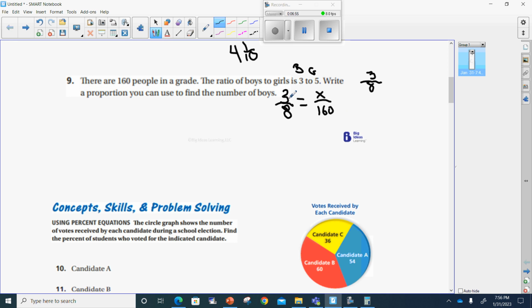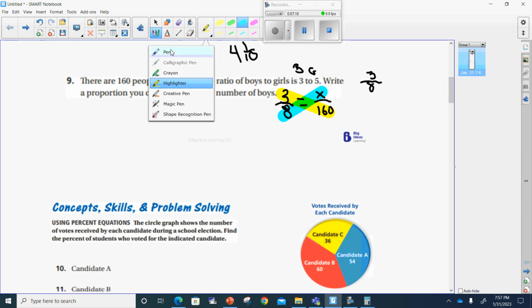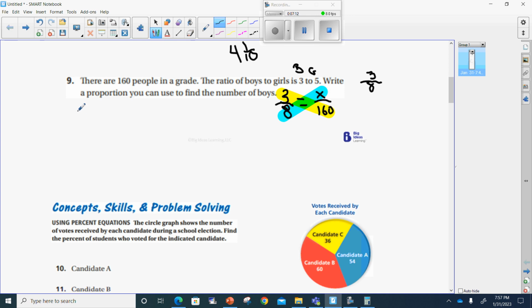We cross multiply, we're going to take 3 times 160. I'm just going to use the highlighter to highlight this up for us. 3 times 160 is going to be equal to 8 times x. So let's go ahead and write that out. We got 3 times 160 will be equal to 8 times x.